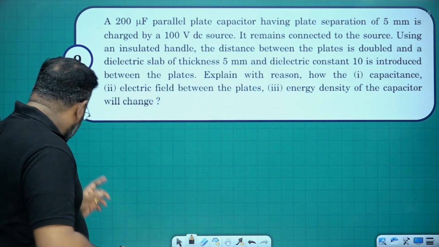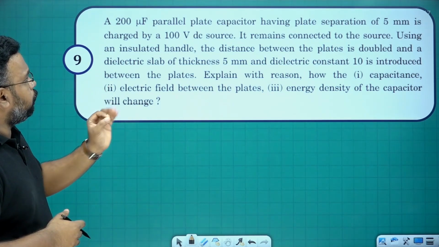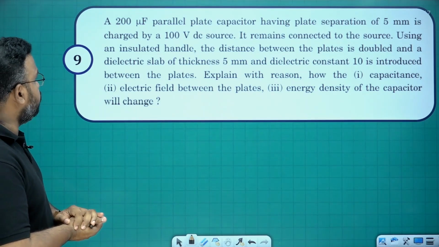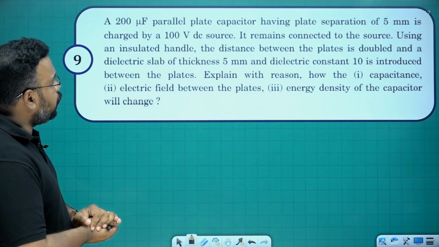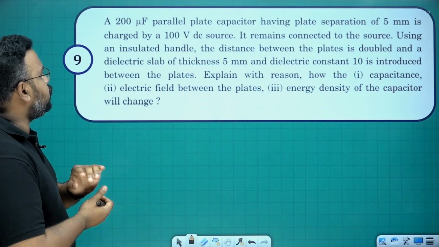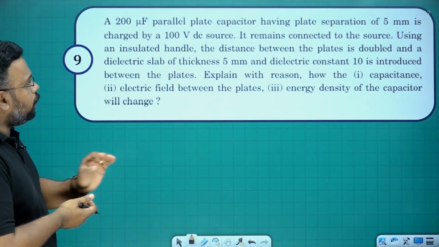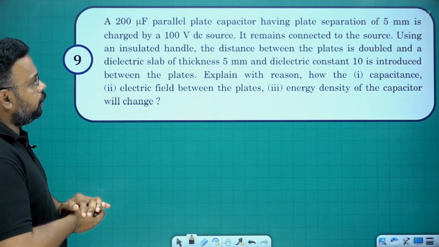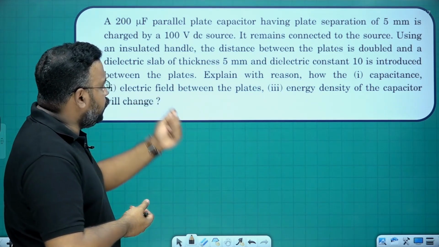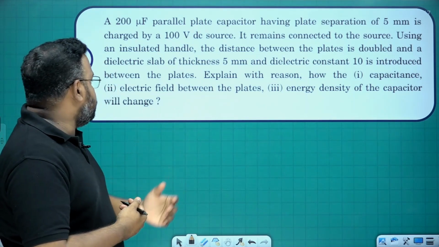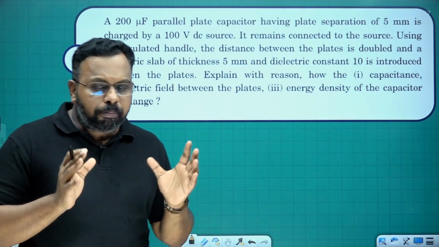Okay. Next, number 9. A 200 microfarad parallel plate capacitor having plate separation of 5 millimeter is charged by a 100 volt DC source. It remains connected to the source. Using an insulated handle, the distance between the plates is doubled and a dielectric slab of thickness 5 millimeter and dielectric constant 10 is introduced between the plates. Explain with reason how the capacitance, electric field between the plates and energy density of the capacitor will change. This is actually a bit complicated question.